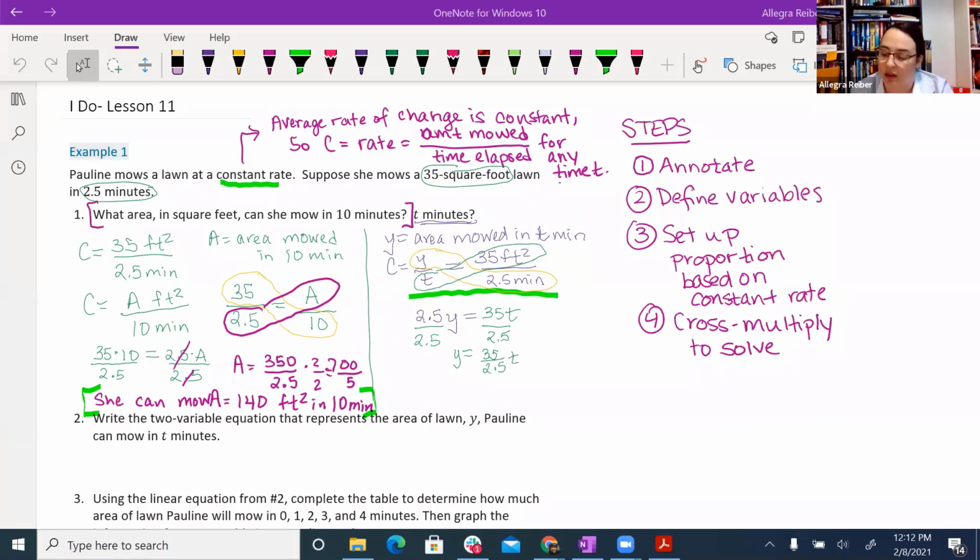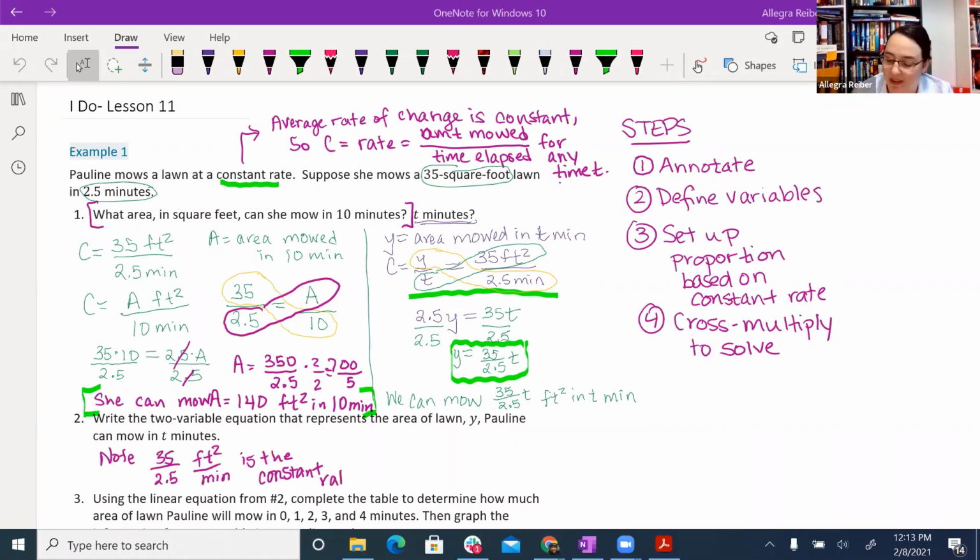It will be 35 divided by 2 5/10 multiplied by t. So we can say we can mow 35 divided by 2 5/10 t square feet in t minutes. And that 35 divided by 2 5/10 is an important value. It is the constant rate.